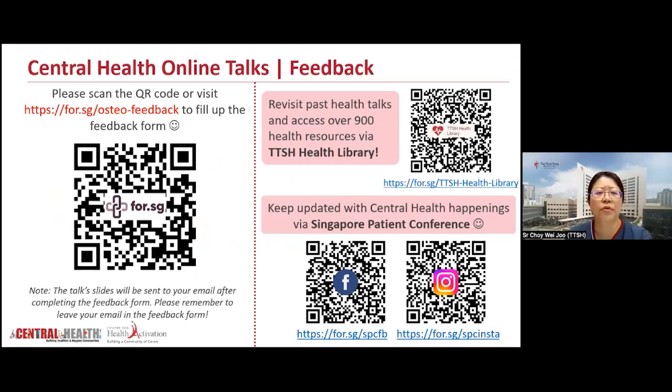There's a question: do you apply cold or heat for the pain? Actually, when you have pain, we usually ask the patient to use a cold pad. If you get stiffness, then you use hot, especially in the morning. So for pain, use cold, and for stiffness, use hot.